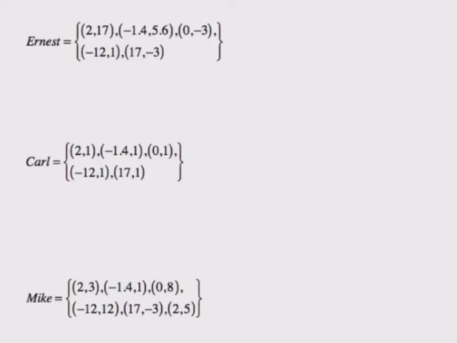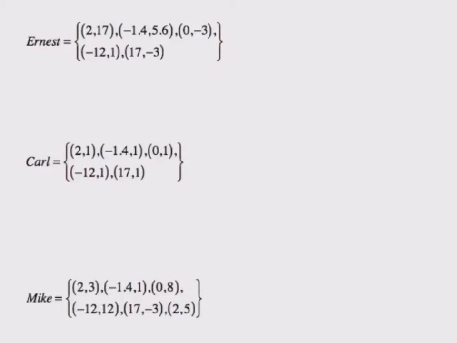Okay, let's look at our original three relations again, this time represented as ordered pairs. Now I'll tell you, for me, this is the most difficult representation to use to determine whether you're looking at a function. But either way, we're going to learn how to use it.